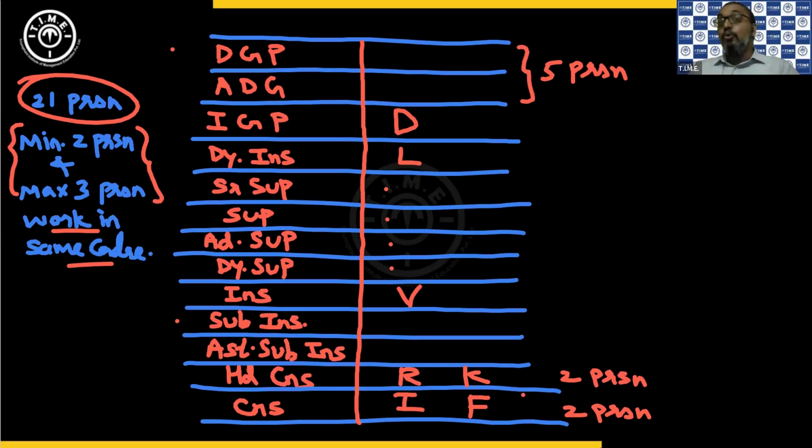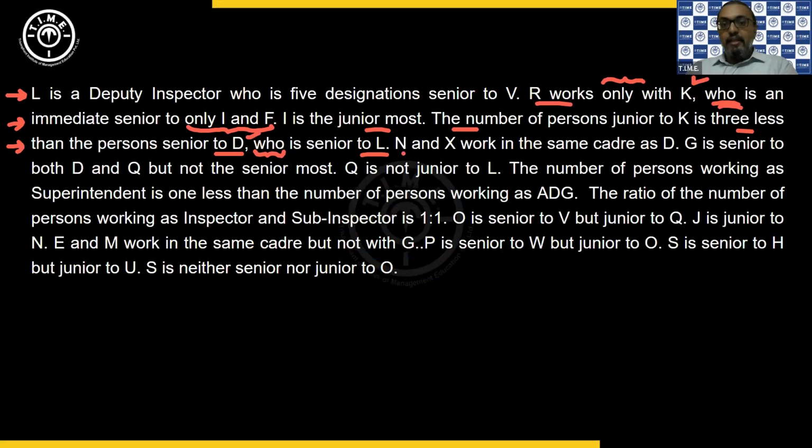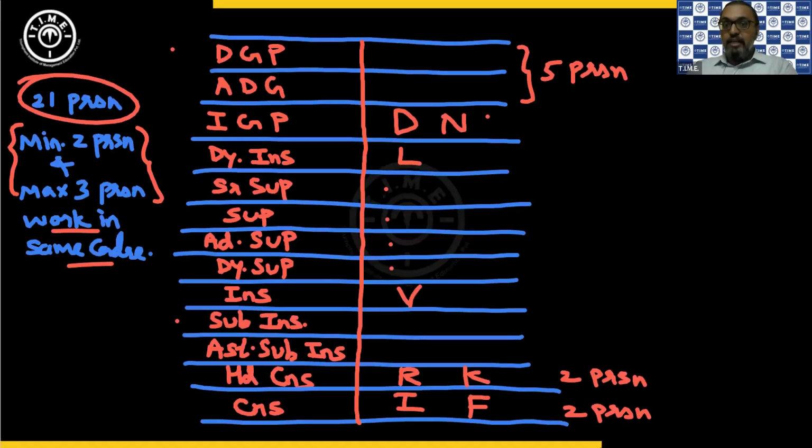That's the understanding. Now, in the first 2 designations, who has 3 people and who has 2 people, we need to further check. Then N and X work in the same cadre as D. Okay, so we have D, N and X. So here we have 3 persons. There's no doubt here. Maximum is 3.